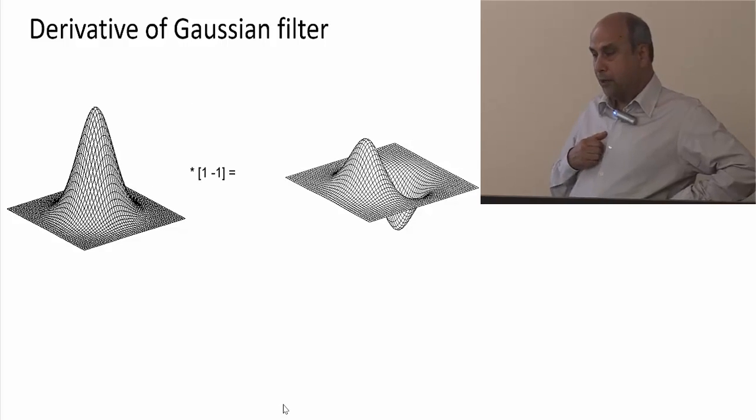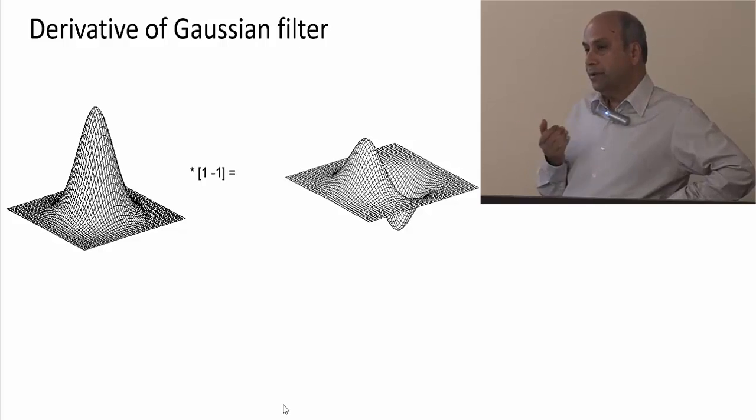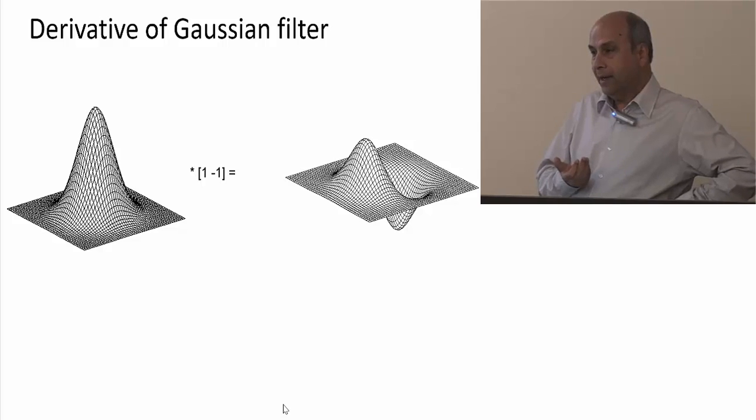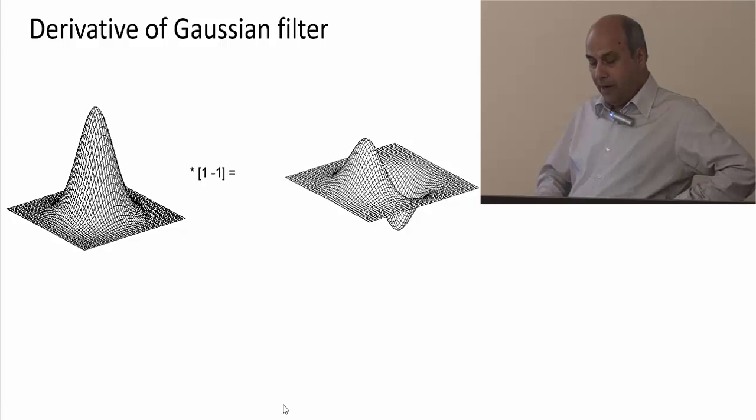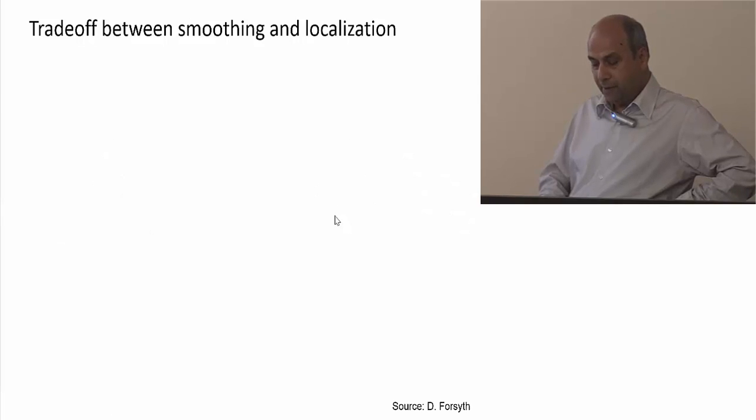So now we can do the same thing in 2D. So this is a 2D Gaussian. Again, it is circularly symmetric, and all this, and we can differentiate it. Apply this mask, and it looks like that. That is the derivative of the Gaussian.